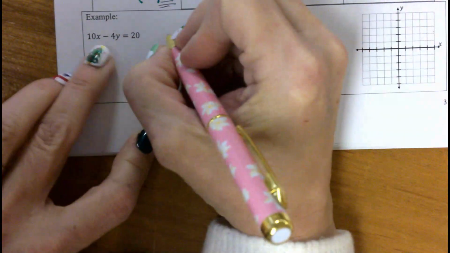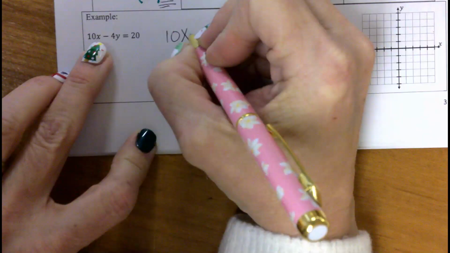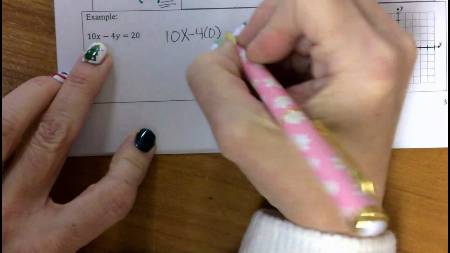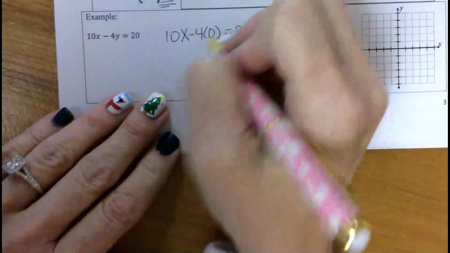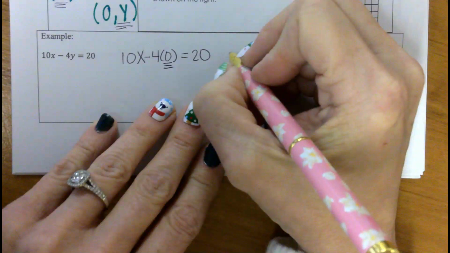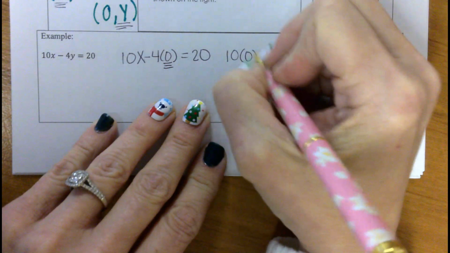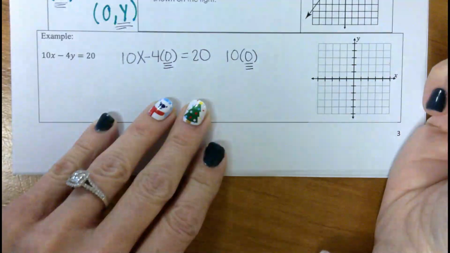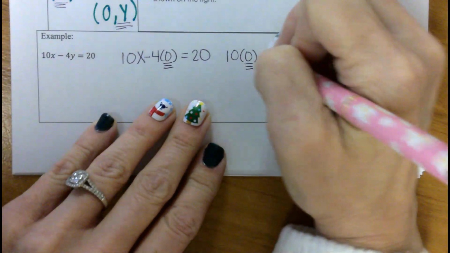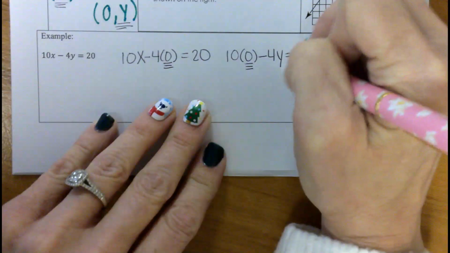So, I'm going to rewrite it twice. I'm going to do 10x minus 4 times 0 equals 20. So this time the y is a 0. I'm going to rewrite it again. 10 times 0. This time I'm going to put the 0 there for x. Minus 4y is equal to 20.